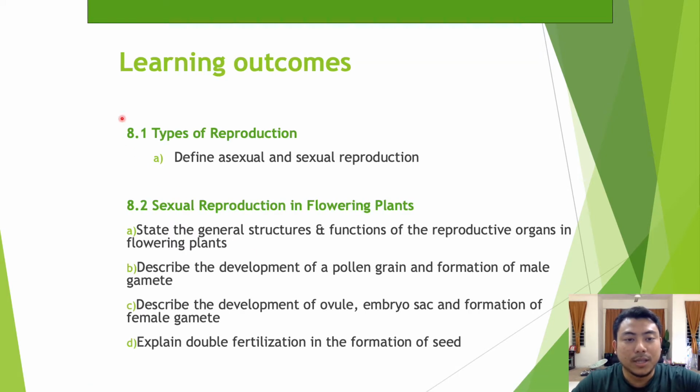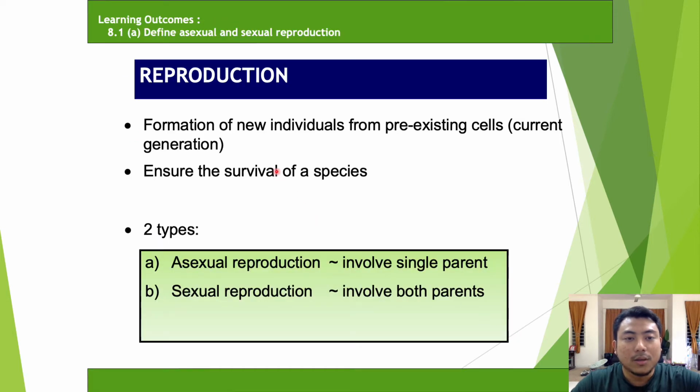So here are the learning outcomes for 8.1 and 8.2. You guys can refer to this list of learning outcomes. So for 8.1, define asexual and sexual reproduction. First, we're going to discuss the first keyword or term, which is reproduction.